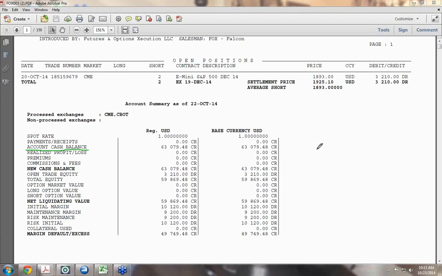The way that futures accounts work, when you enter a position, you post margin. There is no cash that exchanges hands when you enter this position up here to go short.